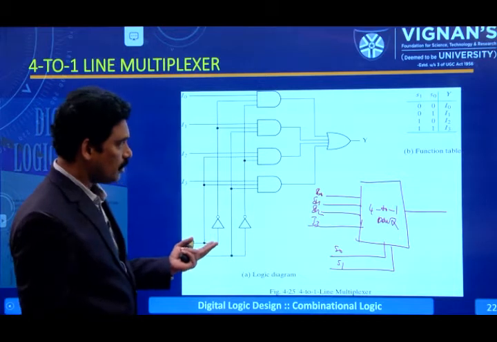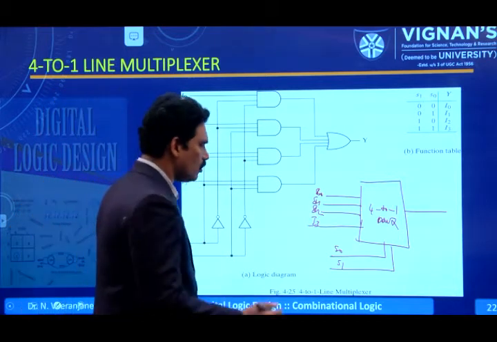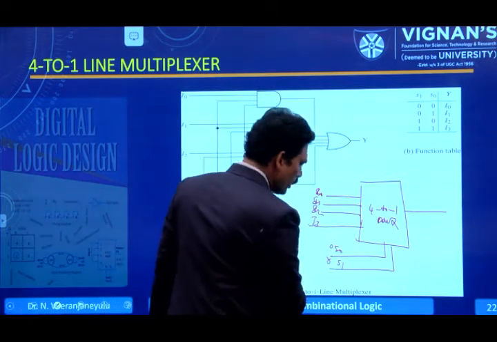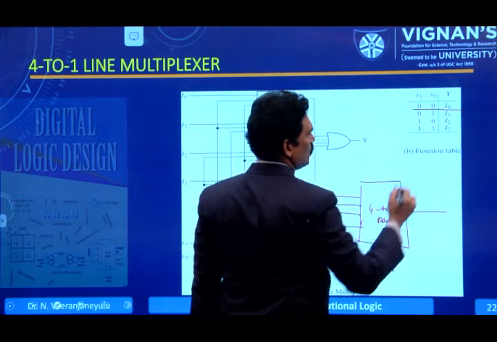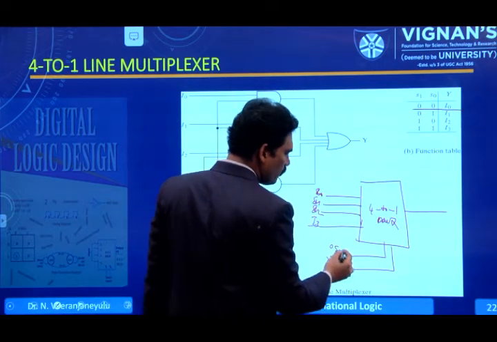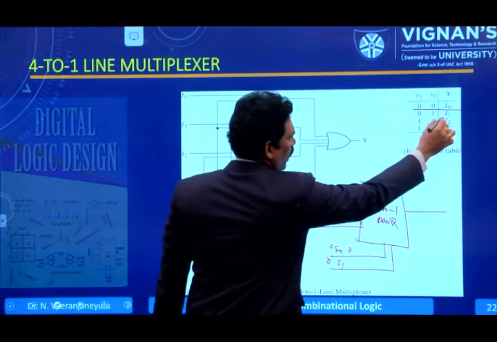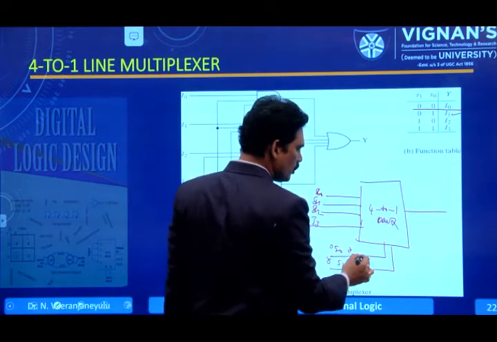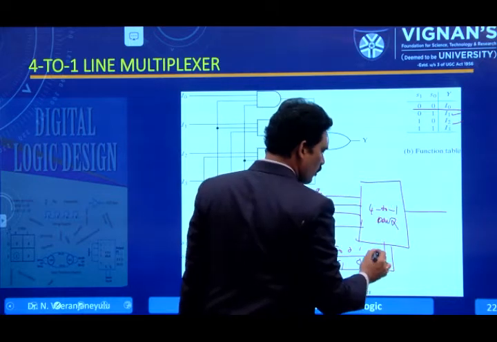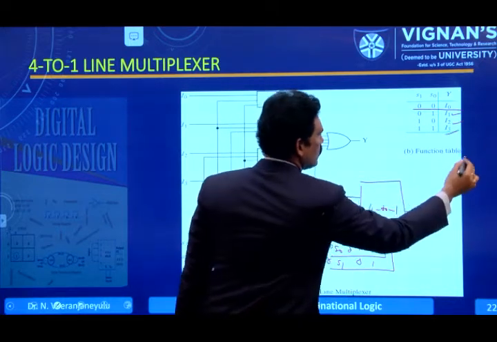What about this one? If S0 and S1 are 0 0, I0 is the output. If the values of S0 and S1 are 0 1, I1 is the output. If it is 1 0, I2. If it is 1 1, I3.